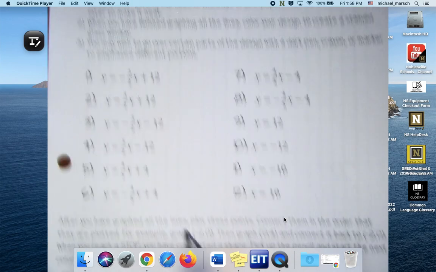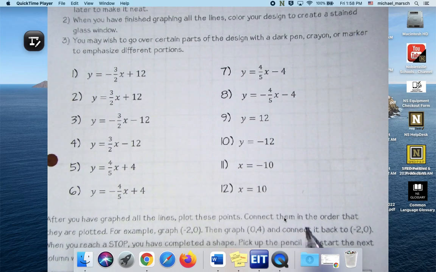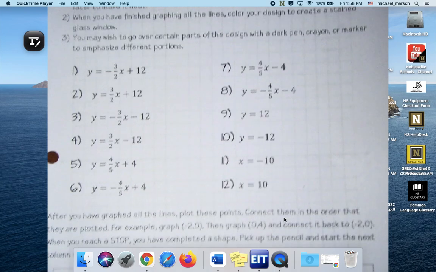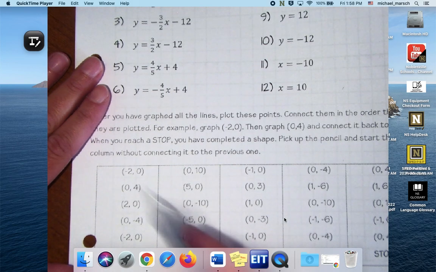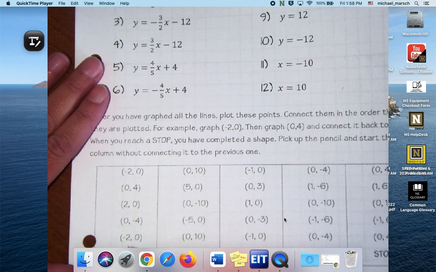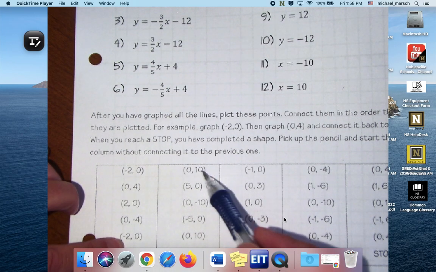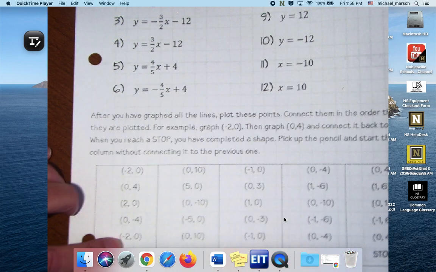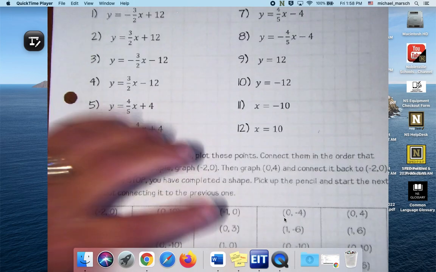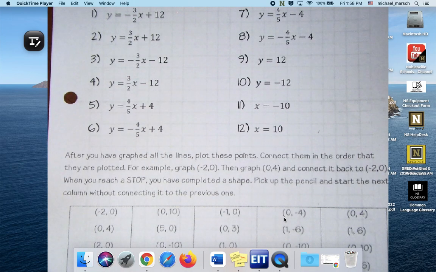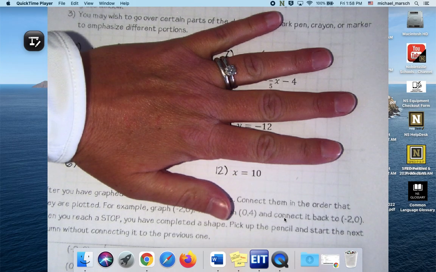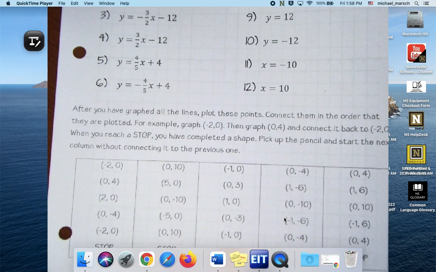After you have graphed all the lines, plot these points. Connect them in the order that they are plotted. For example, graph -2, 0, then graph 0, 4, and connect it back, right? You guys have done these before your whole life, right? Where you plot, connect, and then you stop, meaning this is not going to get connected to this point. And then you plot, connect, stop. And then you start a new one. So should we do all the points first? Nope, you mean all the lines first? Yes. Graph all the lines first, and then do these little plot-connect sections. Again, with a ruler.